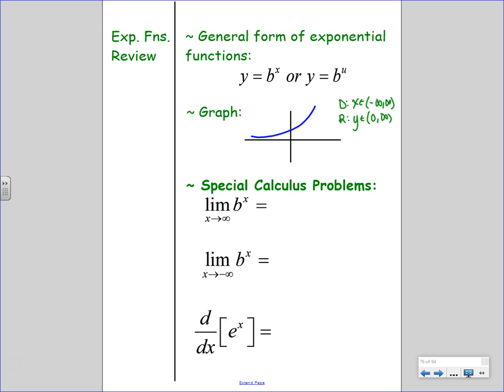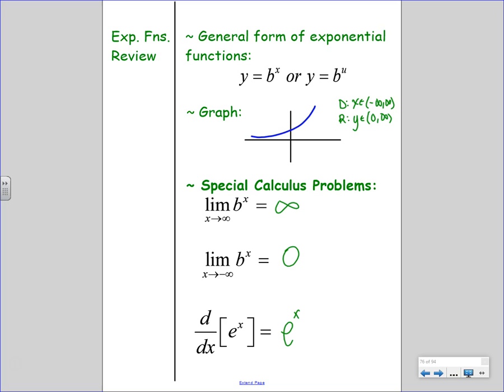So if we were taking the limit to infinity of an exponential, what would that limit be? Yeah, good. As I go to the right, my function is going to positive infinity. How about as I go to the left? 0. 0, the horizontal asymptote. What is the derivative of e to the x? Let's review. It is calculus. E to the x.